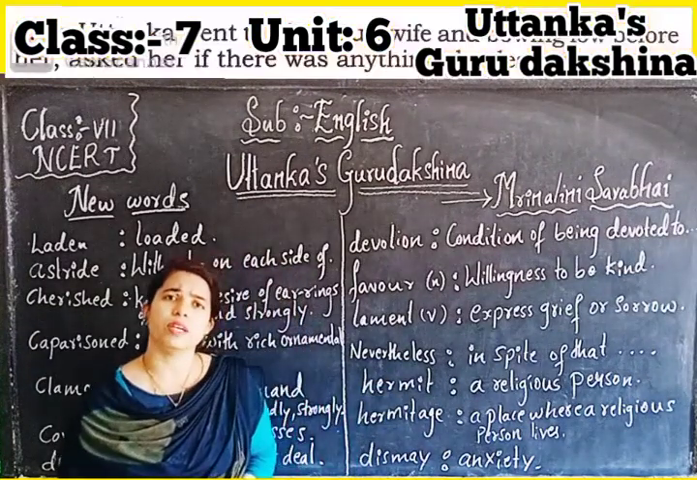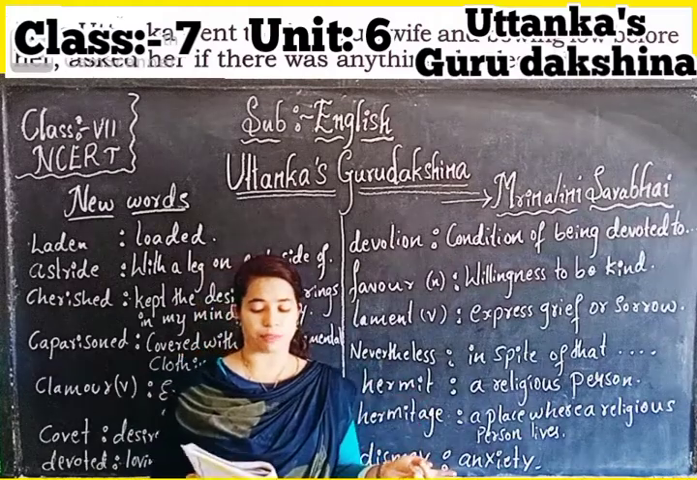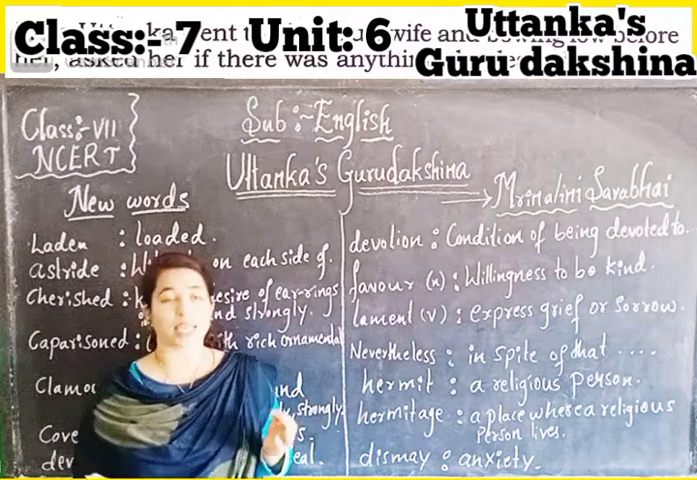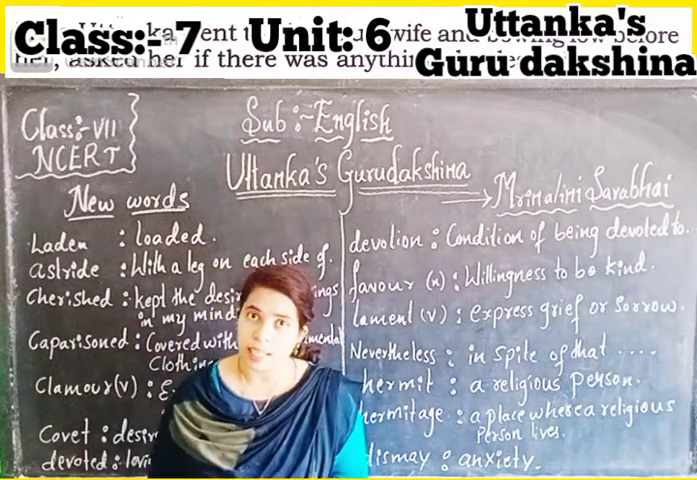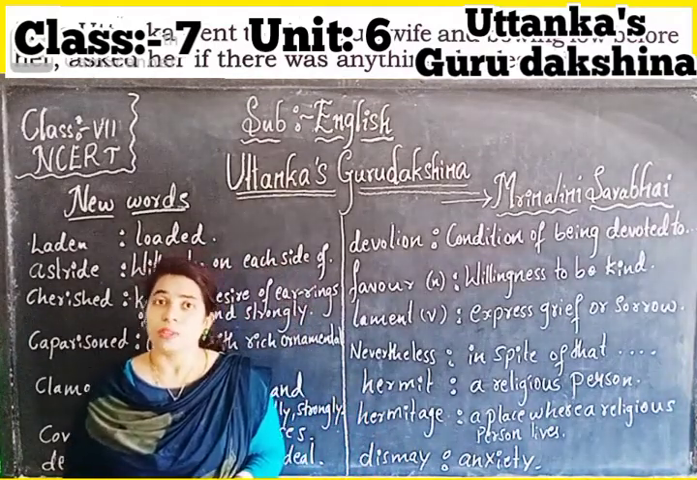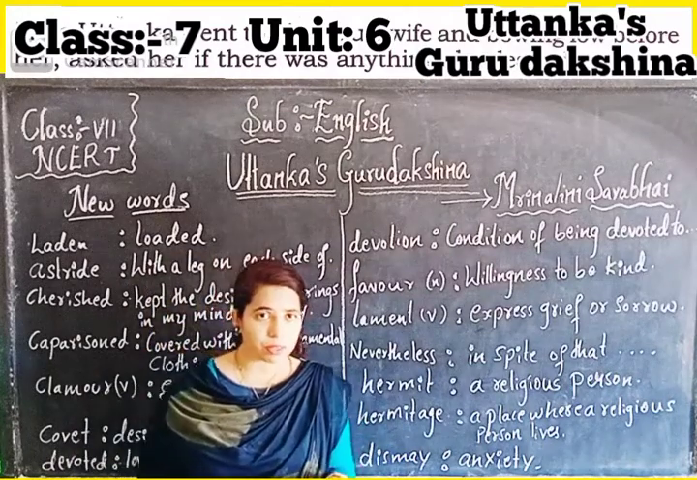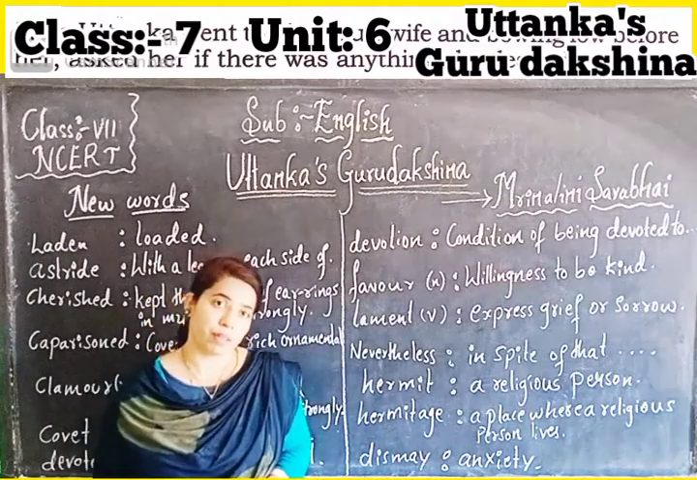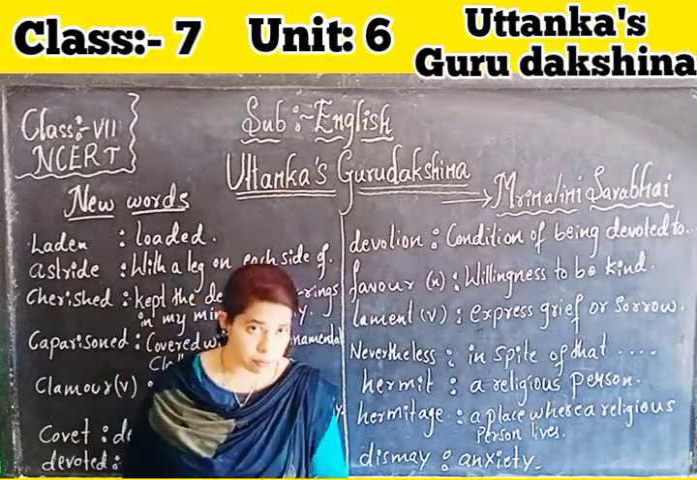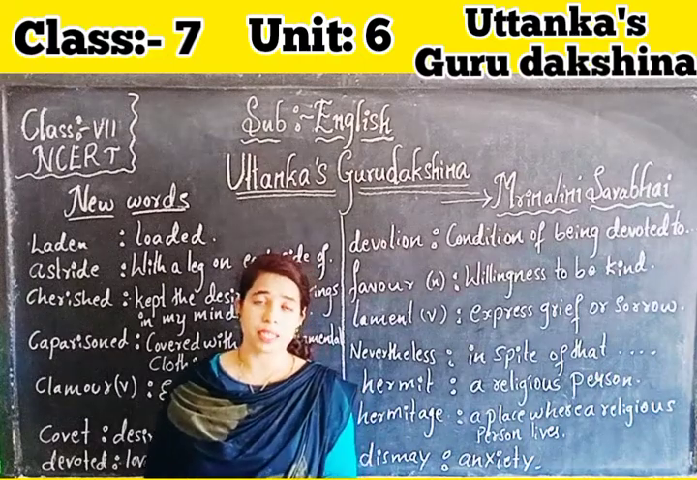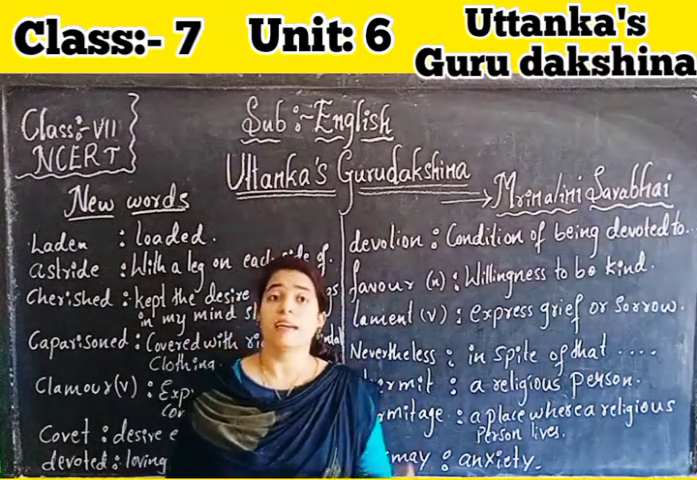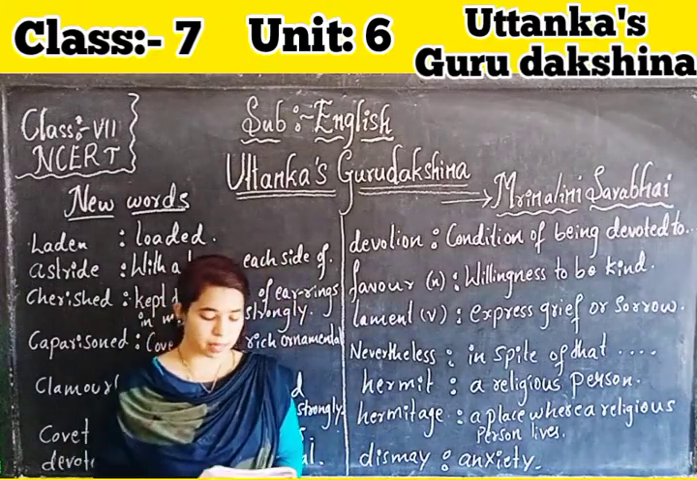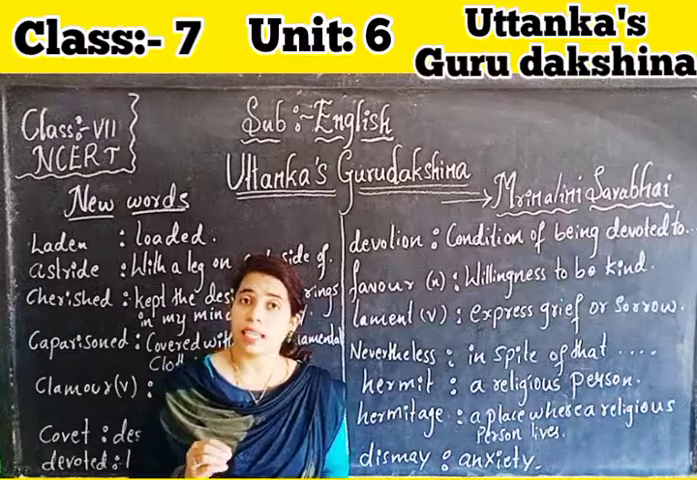So what will Uttanka do? Uttanka went to the guru's wife, bowing low before her, and asked her if there was anything she desired. He will ask the guru, but the guru will refuse. So he will go to the guru's wife and bow himself first, which means he gives respect to the guru's wife, and then he will ask, "Do you have any desire?"